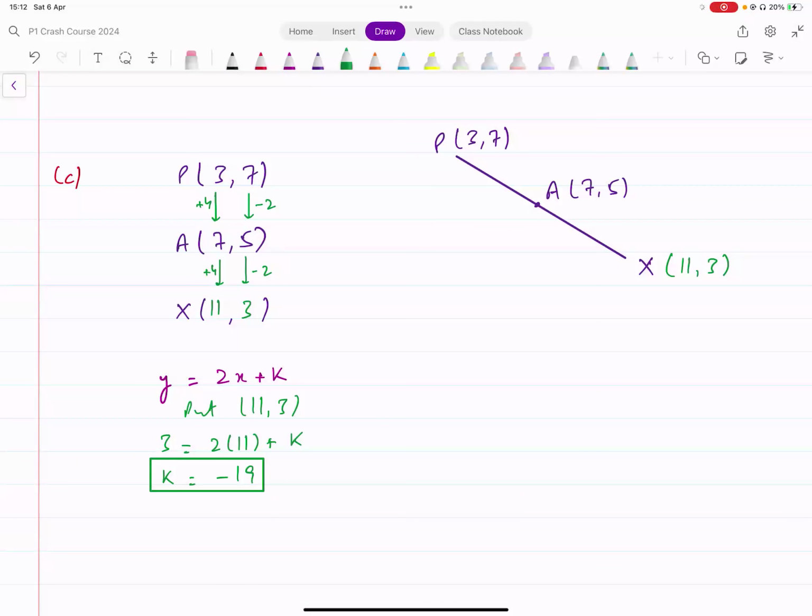Is that okay? Yes, sir. No problems with this? Okay, now let me know if there are any other questions from the worksheet.